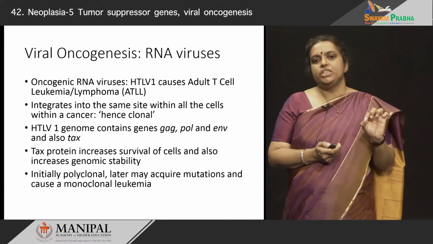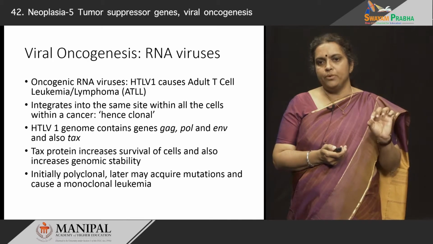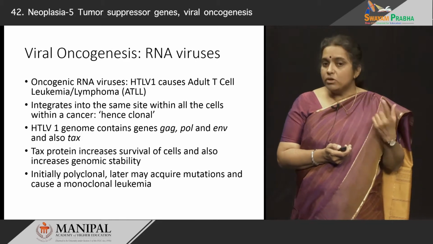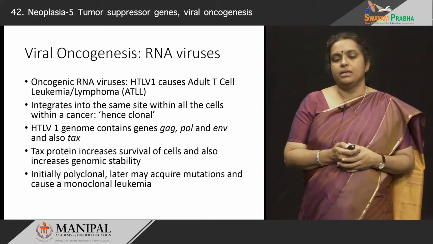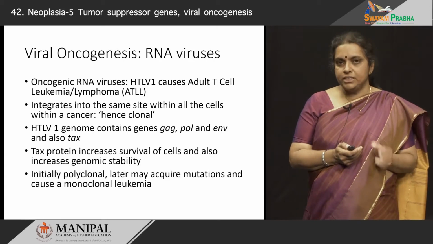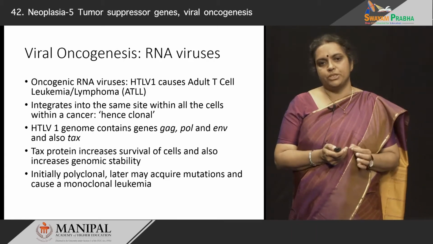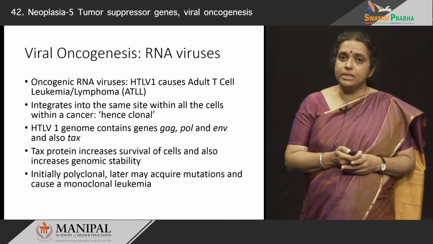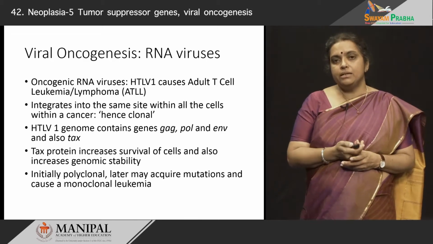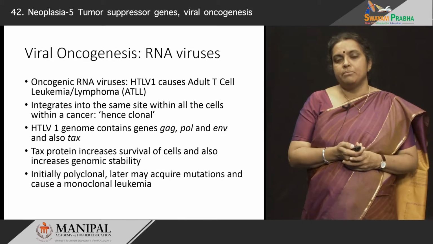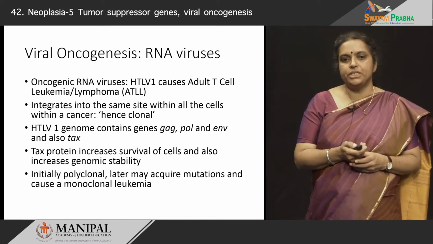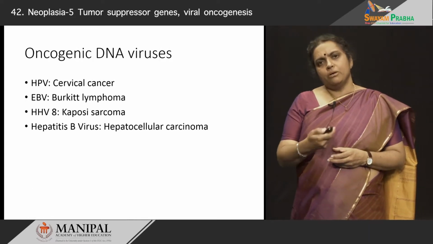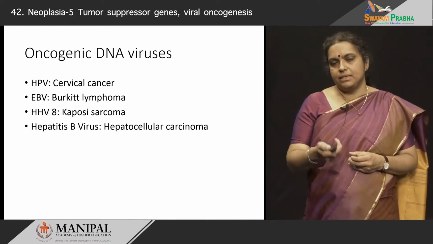The HTLV1 genome contains genes such as GAG, POL, ENV, etc., which are known in any retrovirus, but they also have another gene called the TAX gene. Now, it is thought that this is the gene that causes the oncogenic transformation, because TAX protein increases survival of cells and also increases genomic instability. Now, initially it starts off as a polyclonal process, but later it might acquire additional mutations and becomes a monoclonal leukemia.